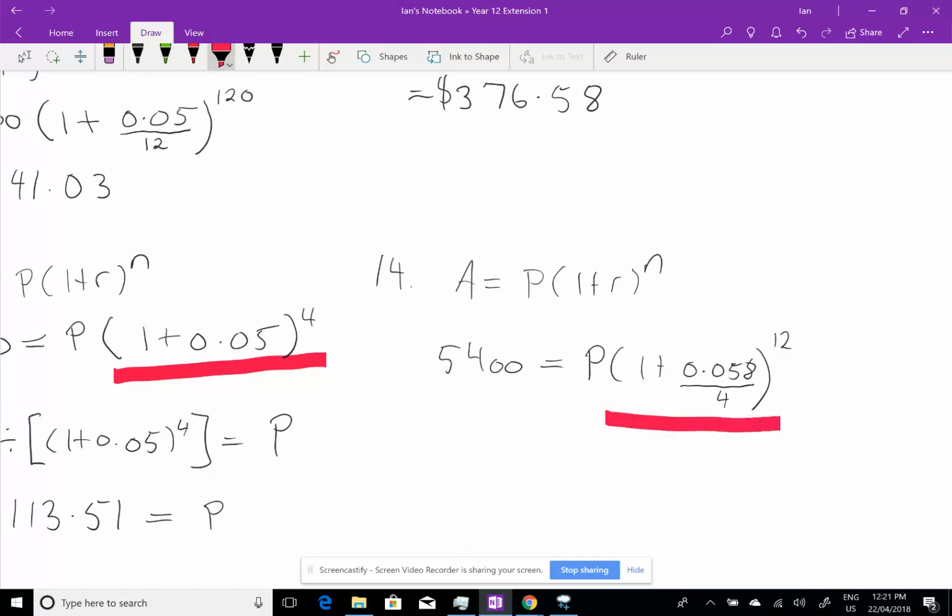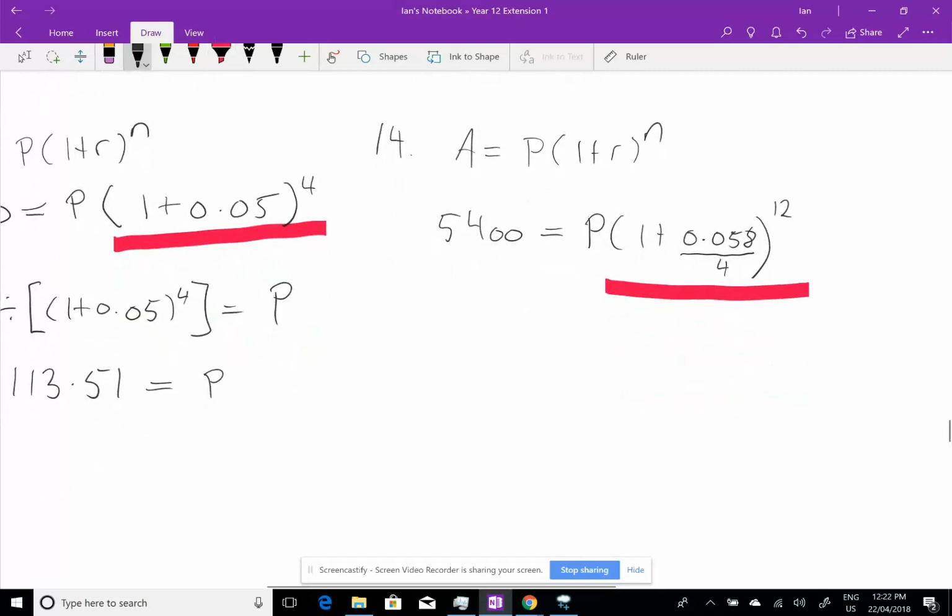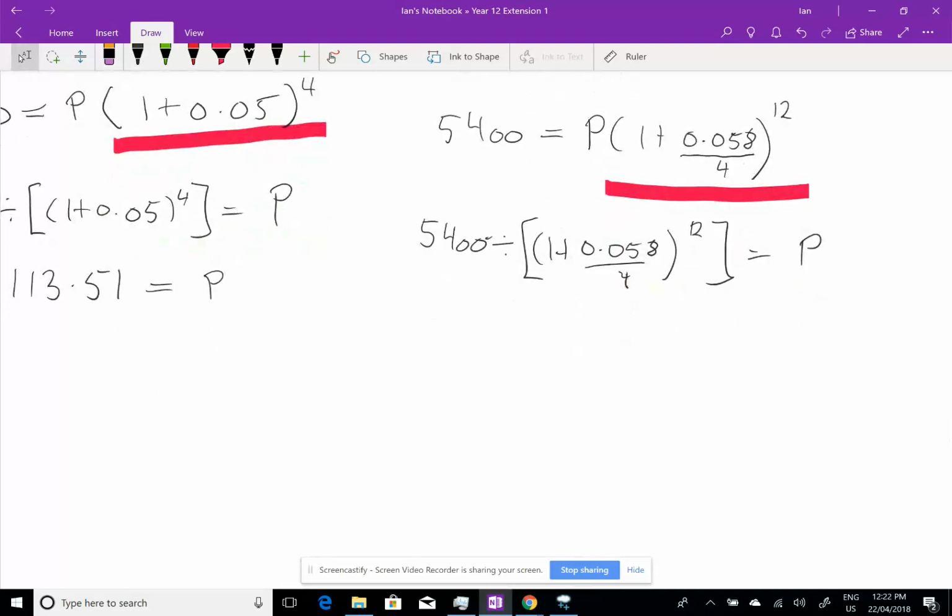All I do is I divide by all of that. And I am pretty good with my calculator, so I'm just going to write 5,400 divided by, I'll put a big brace, 1 plus 0.058 over 4 to the 12, and that should give me my principal. So 5,400, 1 plus 0.058 divided by 4 to the power of 12.